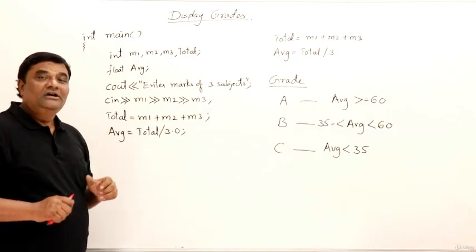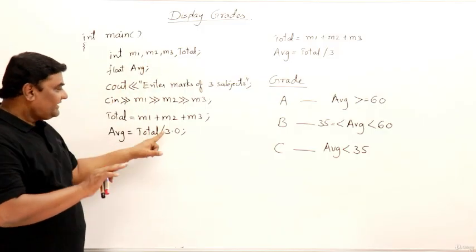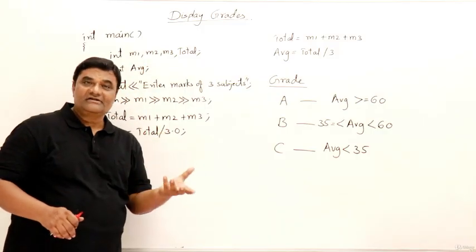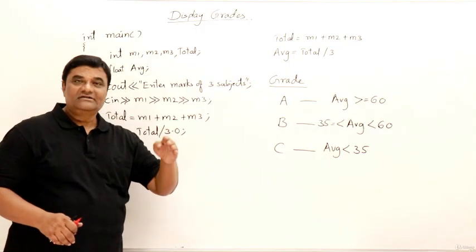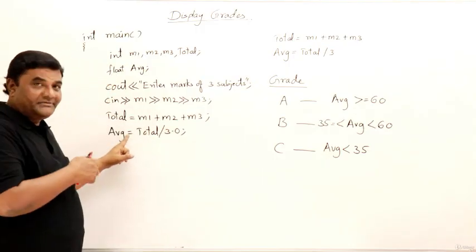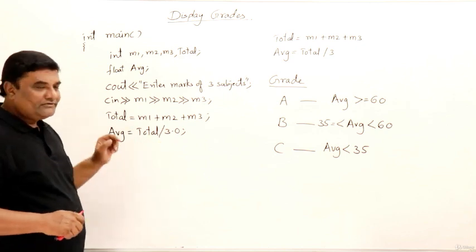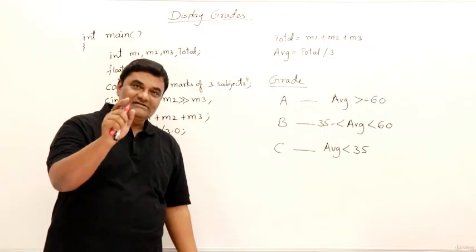Why 3.0? Because you know total is an integer, 3 is also an integer. So we get integer division, right? So we get the decimal part truncated. If we want the decimal part, then typecast, or another method is you can write 3.0. This is float, so the result will be float. If any one number is float, then the result will be float.